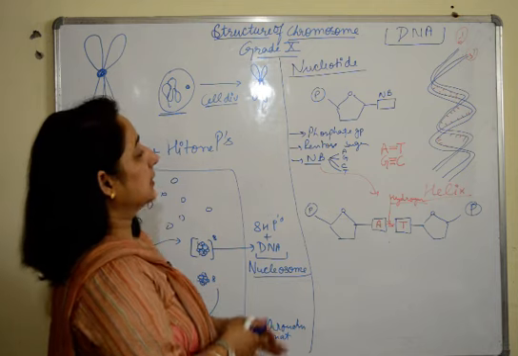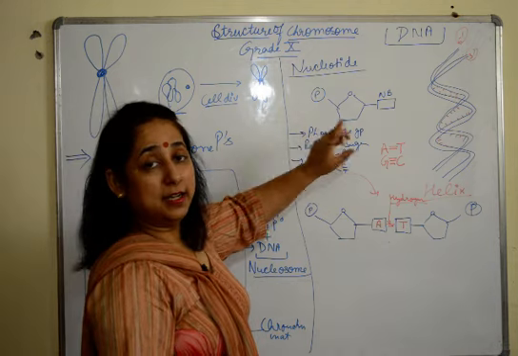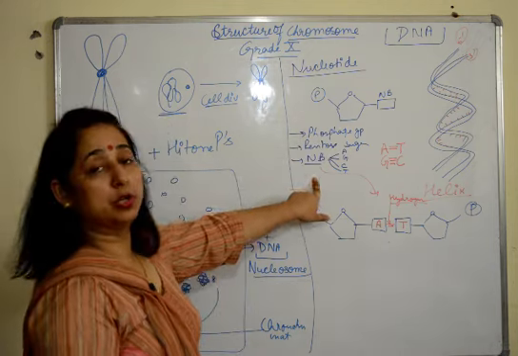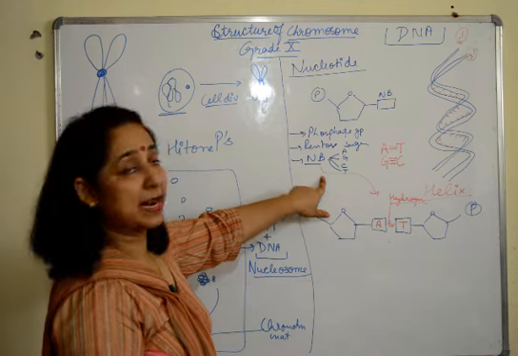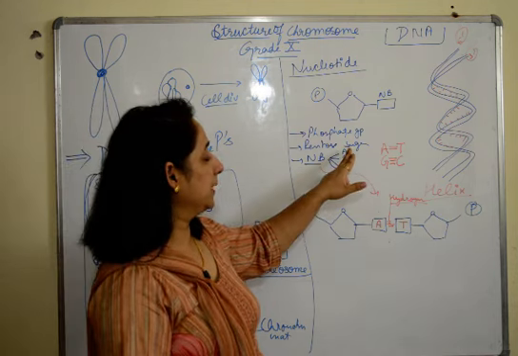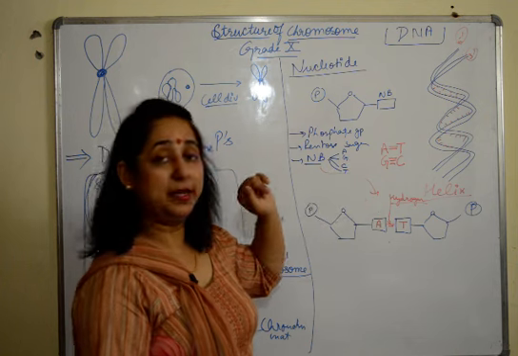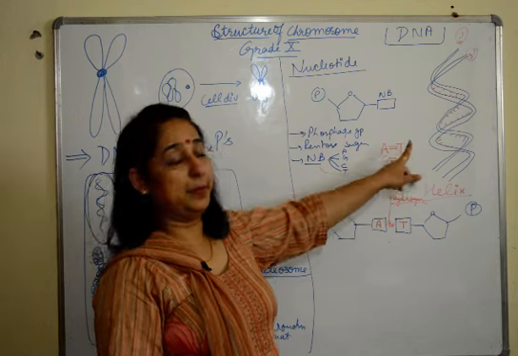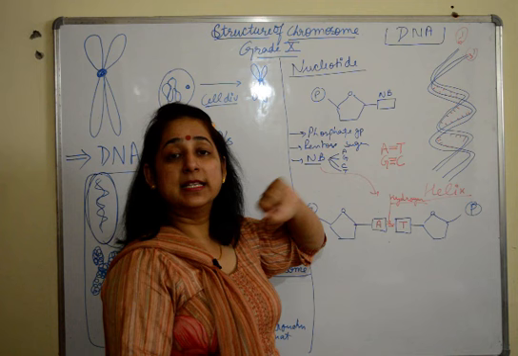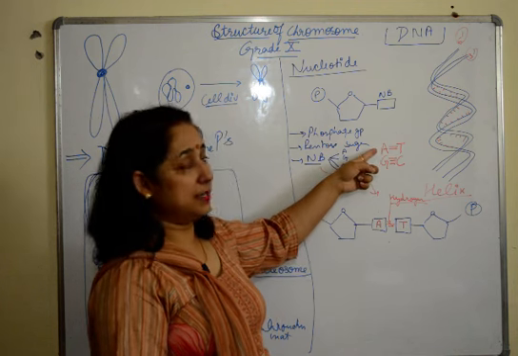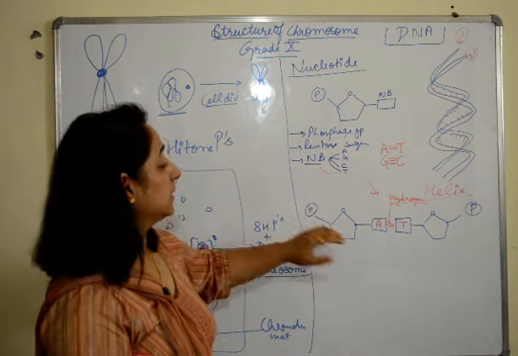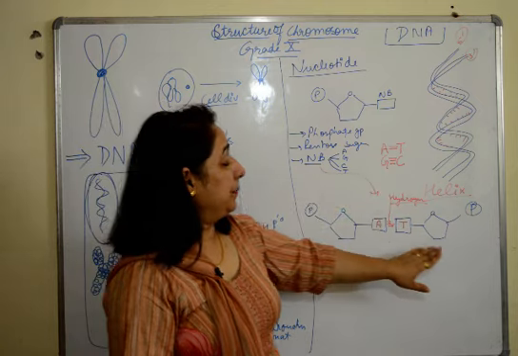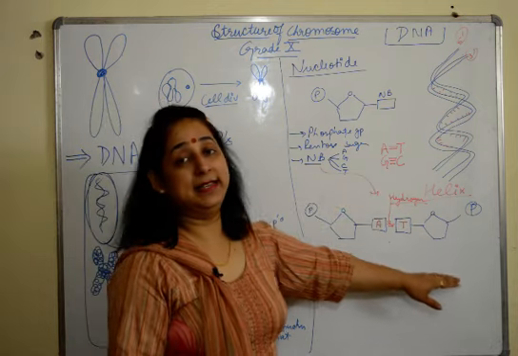So this is a nucleotide. You must know the 3 components of the nucleotide: a phosphate group, pentose sugar, and nitrogenous bases. What are the nitrogenous bases? Adenine, guanine, cytosine, thymine. Adenine always pairs with thymine. Guanine always pairs with cytosine. Double bond between adenine and thymine and triple between the others. When we pair them, this is how the pairing takes place.